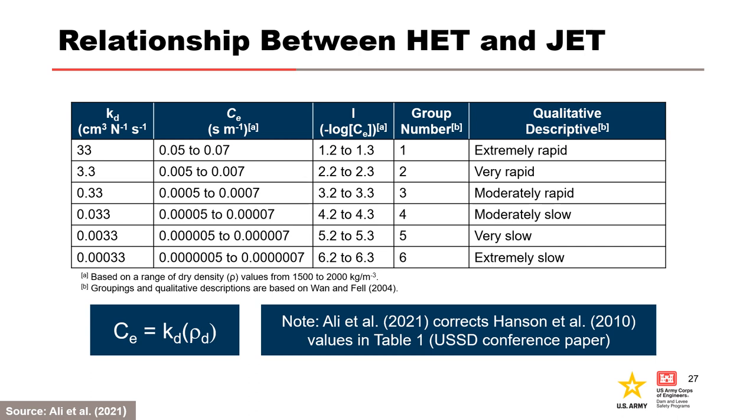This table shows qualitative erosion resistance for ranges of K sub B and C sub B, and hole erosion and jet tests can be compared using dry density and the equation shown. Correlations with IHET or soil classification are very approximate, and they should not be relied upon for important decisions. Ali et al. 2021 corrects the Hansen et al. 2010 values.